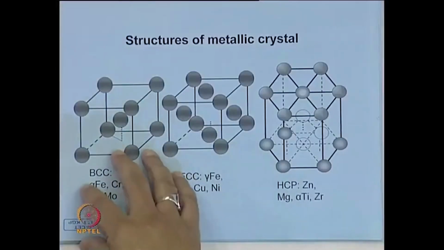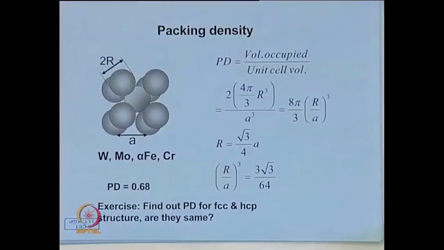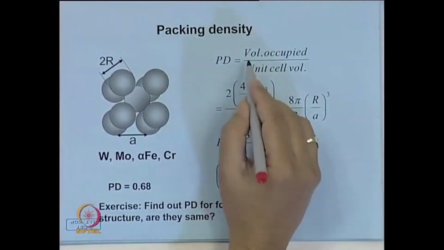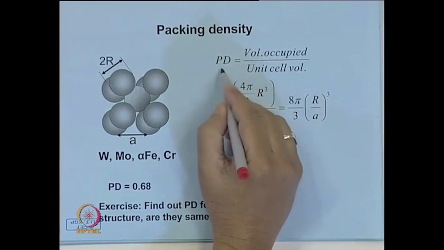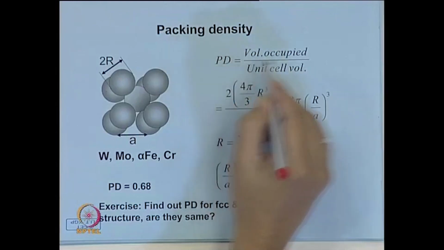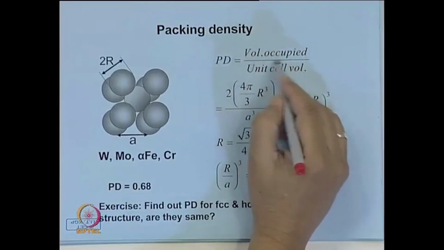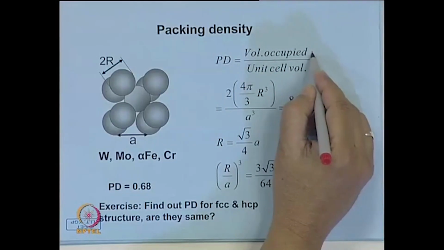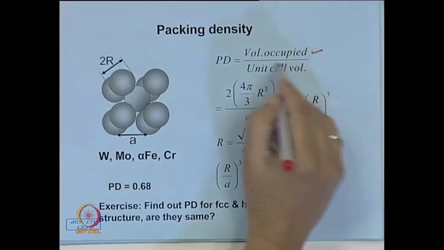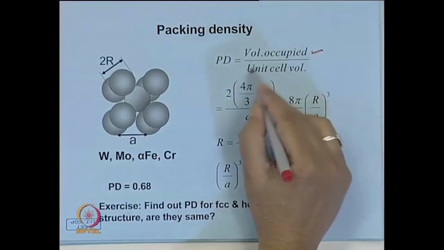We will look at some of these calculations, and let us first try to do it for the BCC structure, which is listed here. How do you define packing density? You define the packing density as the volume which is occupied by atoms, assuming them to be made up of hard spheres, over the unit cell volume.